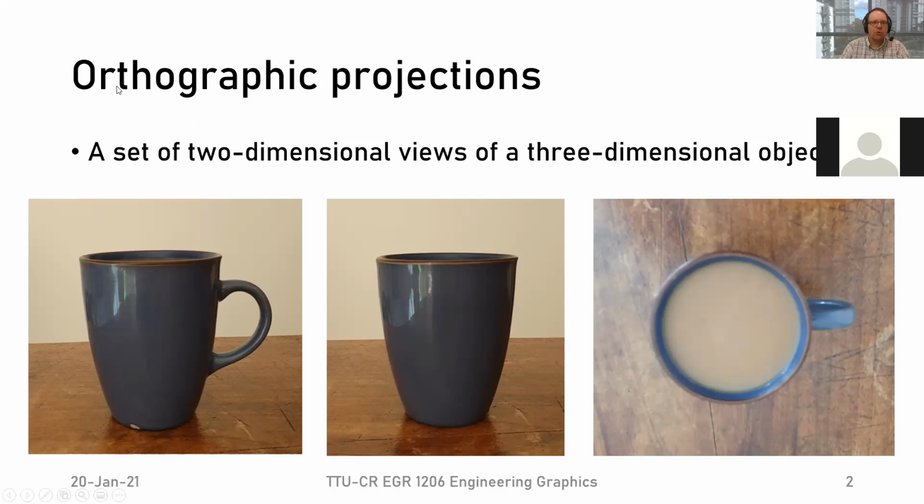Orthographic points to the idea that these views are on planes that are perpendicular to each other. We can say the view that we're looking at is perpendicular to the table, and then there it's parallel to the table. So all three are perpendicular to each other.